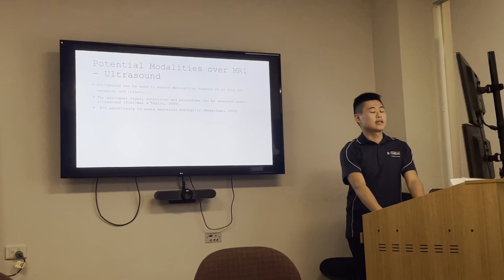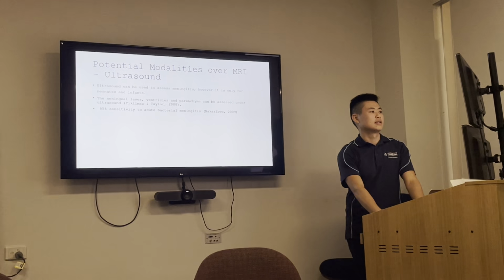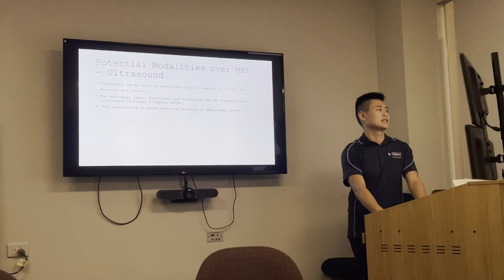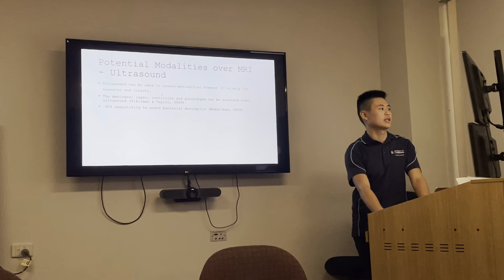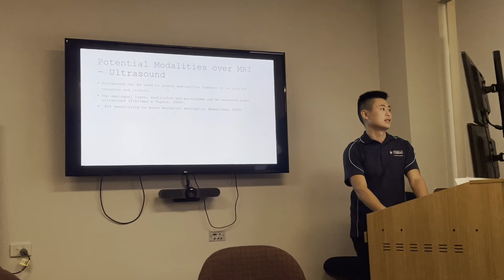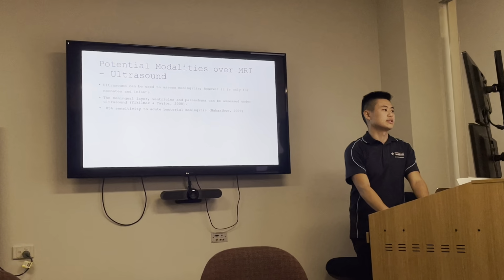So ultrasound can also be used, however, it's only for neonates and infants. It can assess the meningeal layer, ventricles, and parenchyma, and has 85% sensitivity to acute bacterial meningitis.